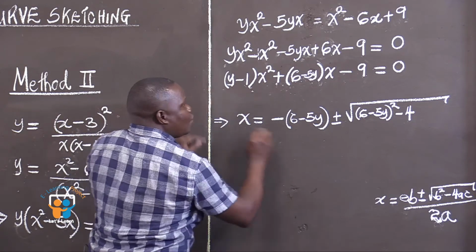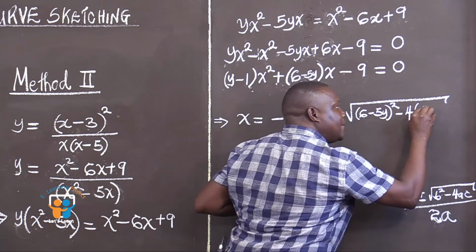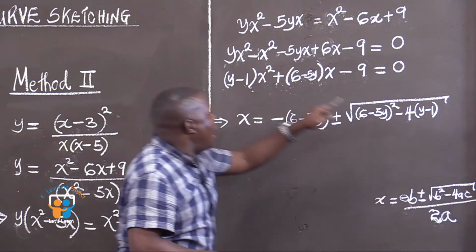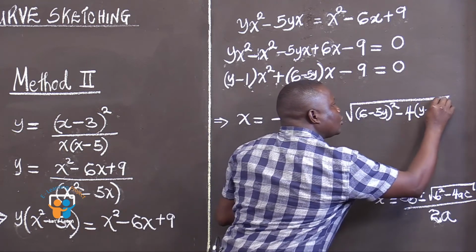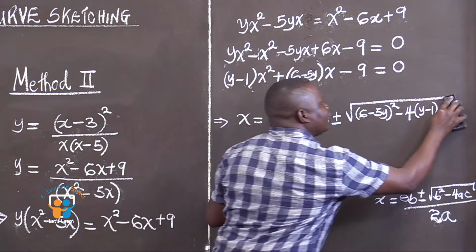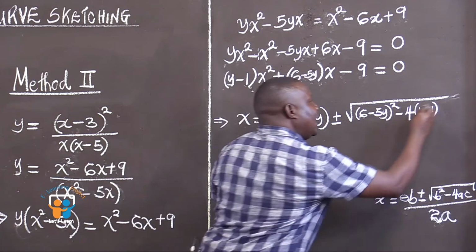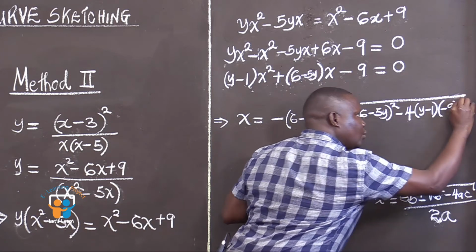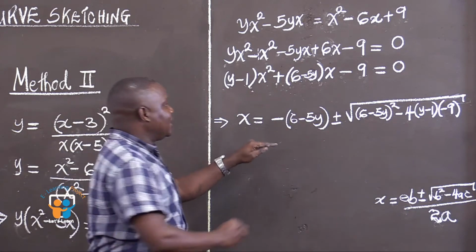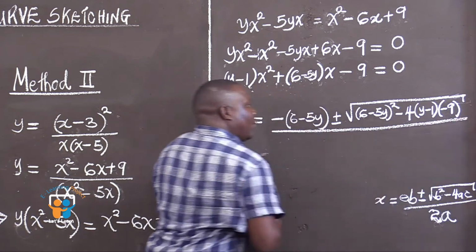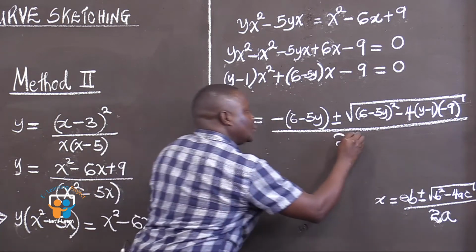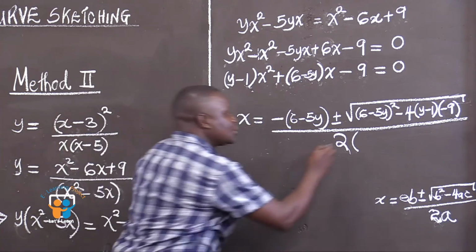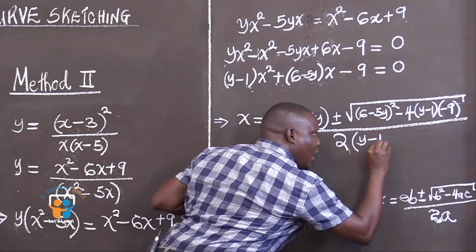We said our a is what? Our a is y minus 1. Close. Again, we bring now our c. Our c, from what we have here, is automatically negative what? Automatically negative 9. I put it in brackets, negative 9. Close. You make sure that your root sign covers everything. All right? And then down, we put our 2 into, what is a? Our a is y minus 1. All right? So we put our y minus 1.